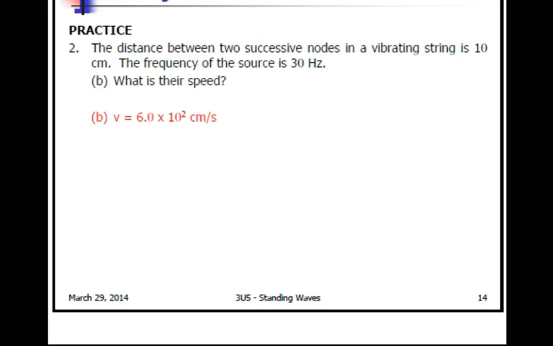What is the speed? Well, now that we know the wavelength, to find the speed, we can use our universal wave equation. V equals lambda times f, and lambda in this case is 20 centimeters. f is 30. So 20 times 30 would get us to 600, and we can write that in centimeters per second.